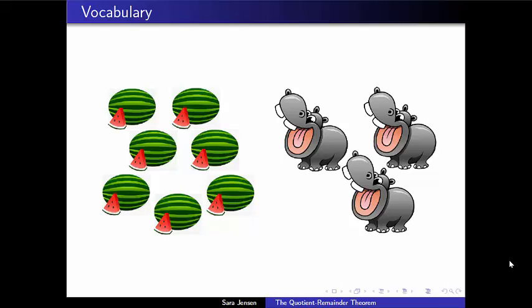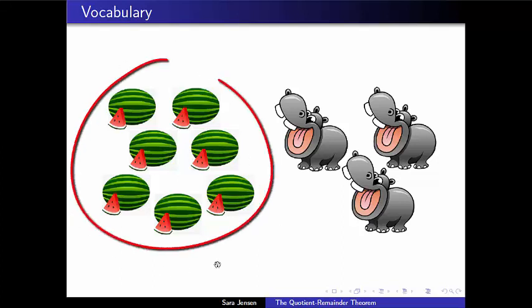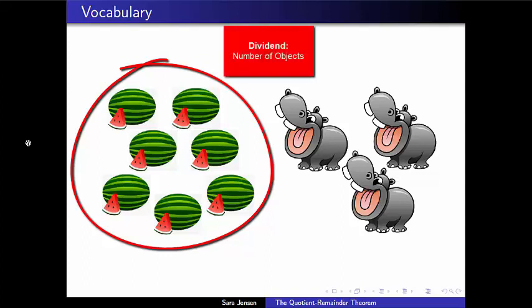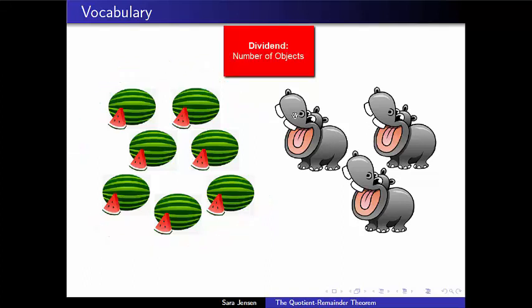Now, before we get to the statement of the quotient-remainder theorem, what I'd like to do is introduce a little bit of vocabulary for the different quantities that we have running around this problem. So in the previous set of slides, we were talking about A, which was the number of watermelons we could use for that value, which was the large number of objects, is the dividend.